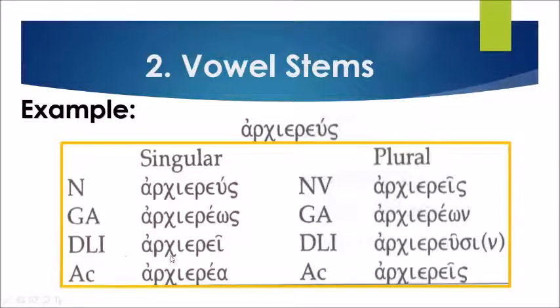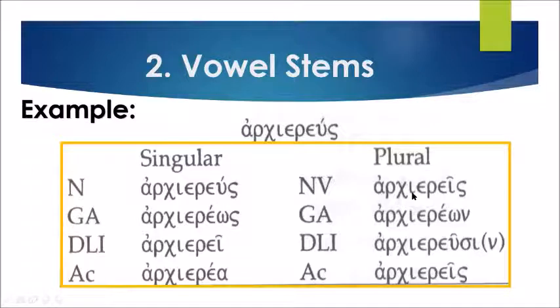In the DLI, it becomes archierei. So the epsilon is still there, and the upsilon was dropped and changed to iota. The accusative is archierea. So the iota of the DLI was changed to alpha in the accusative.